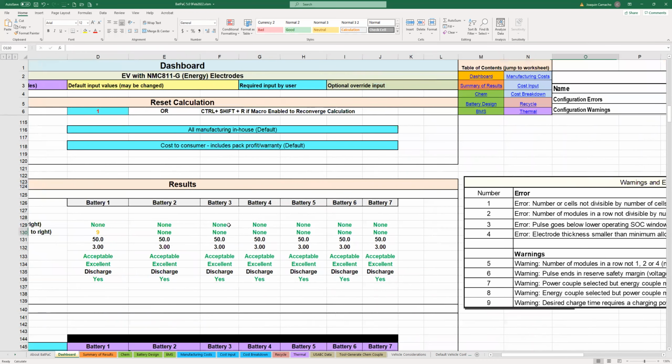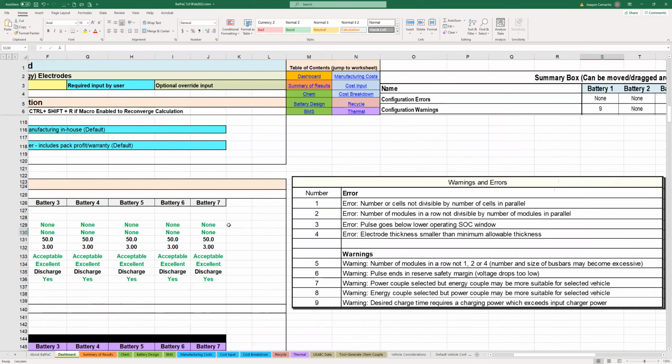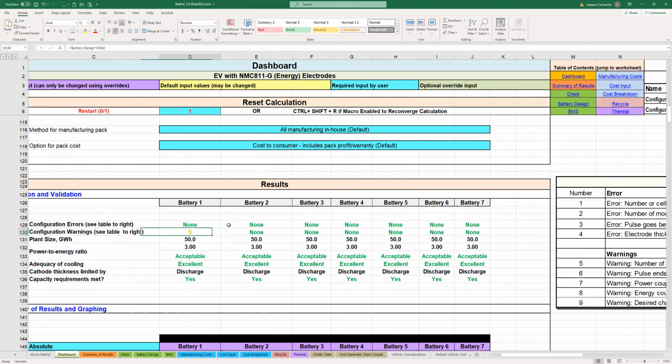So let's go to the key here on the side. Warning 9 says that there is no input charger power that exists to get a 60-minute charge. So that's what that warning is. They said it can be done according to the circuit of the battery, but you can't really find a charger to take it that fast. Okay, so that's just a warning. But the rest are good. You can get a charge within 60 minutes.